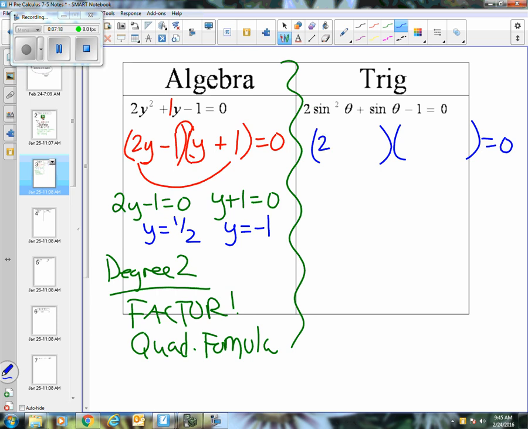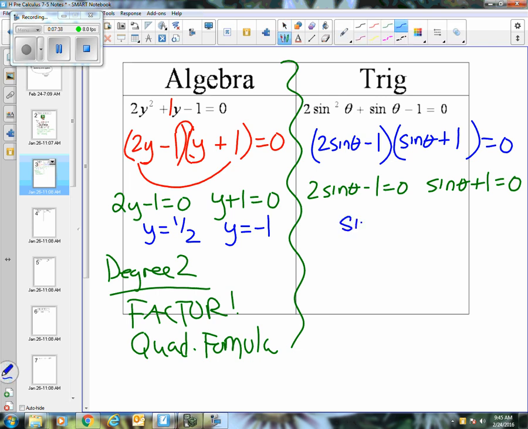But now instead of y, I'm going to be writing sine. So 2 sine theta minus 1 and sine of theta plus 1. And again, we do the same strategy. We're going to set each of those equal to 0 and solve. So I'm going to set each of those factors equal to 0, because what makes each part 0, and solve for the variable.